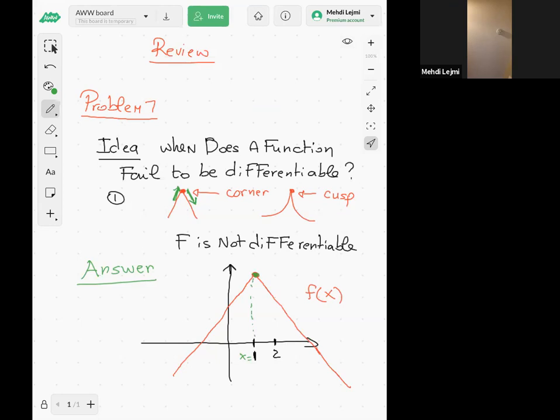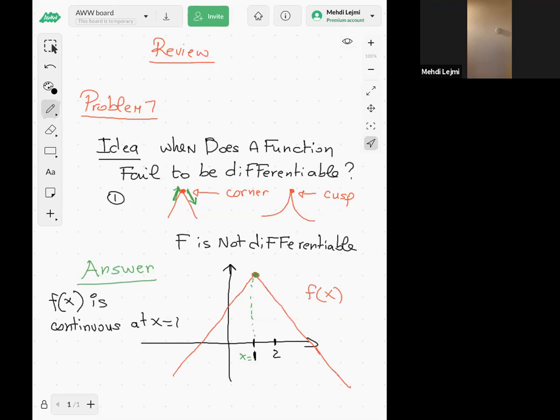So this f of x is continuous at x equal to one. Again, guys, what you need to understand is that when you say the function is continuous at x equal to one, it means that the graph is continuous. There is no interruption. I mean, there is no hole or jump at x equal to one, right? It's a continuous graph. It doesn't stop at x equal to one, or there's no jump at x equal to one, right? So it's continuous at x equal to one.